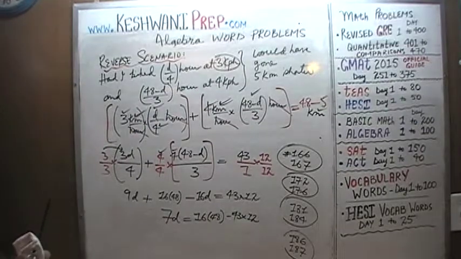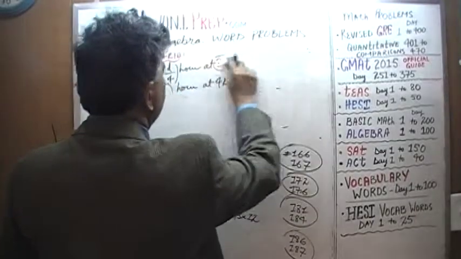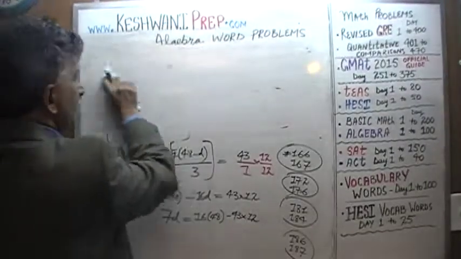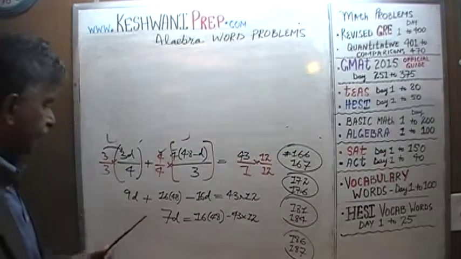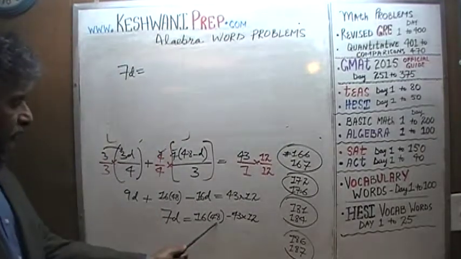Again, as always, we need the room, so I'm going to have to erase everything. One more time before I erase it, I'll give you an unobstructed view. Let's hope and pray to God that I haven't made an error. So we're going to pick up from here. 7D equals 16 times 48.